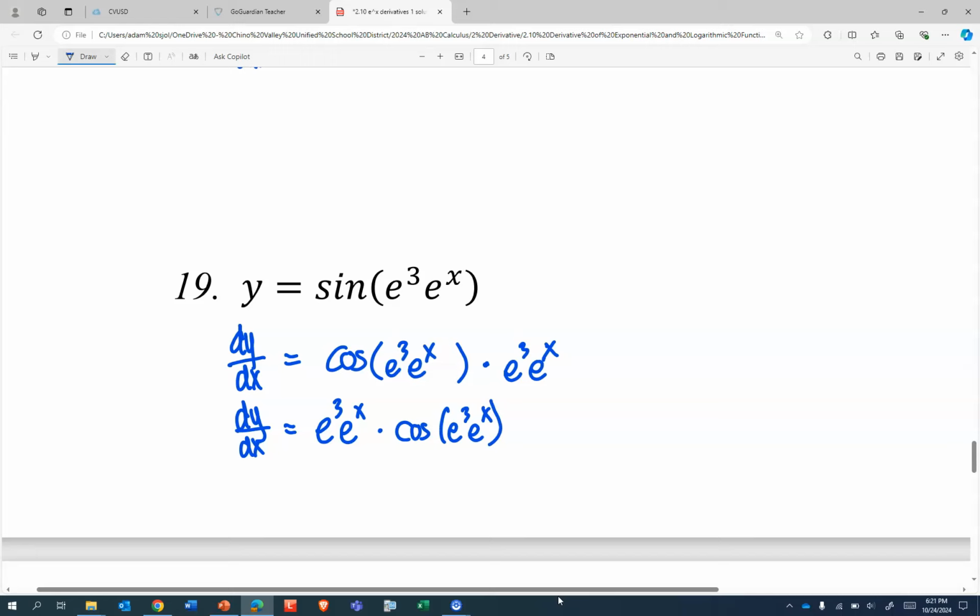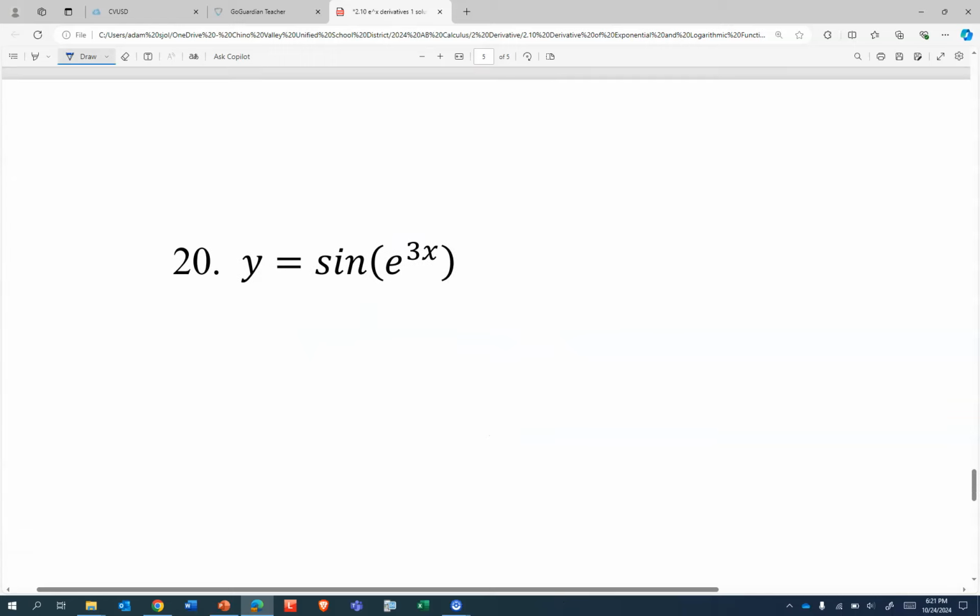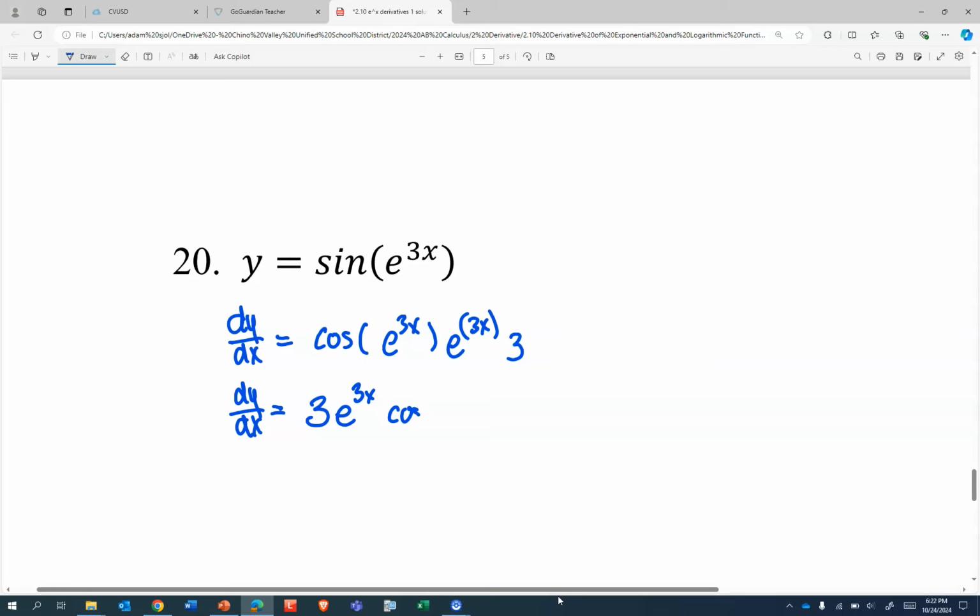All right. Sine of e to the 3x has a derivative of cosine of the same input, e to the 3x, which has a rate of change of e to that power. That power is 3x, chain rule times 3. So dy dx is, I think the best way to write it is 3e to the 3x cosine of e to the 3x.